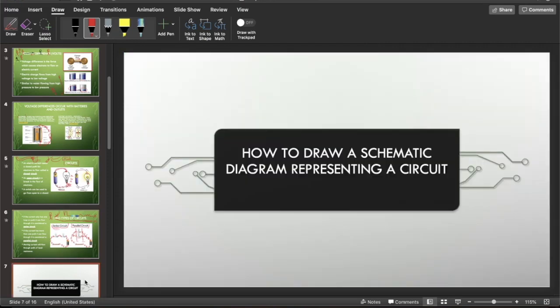Let's talk about how to draw a schematic diagram representing a circuit. All right, so as we were shown before, most of these pathways are going to have your battery. Here's the negative side, here's the positive side, and the light bulb. They're both going to be connected. There's going to be two wires connecting the battery to the light bulb, right?